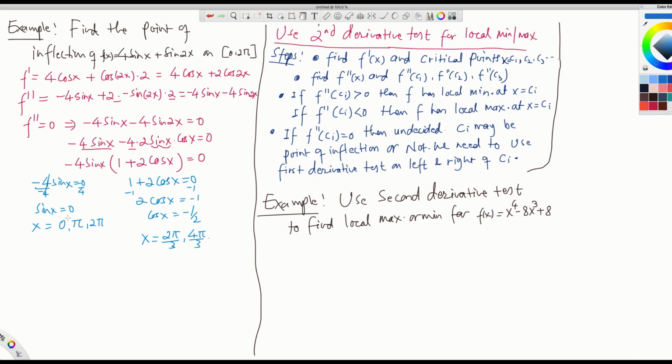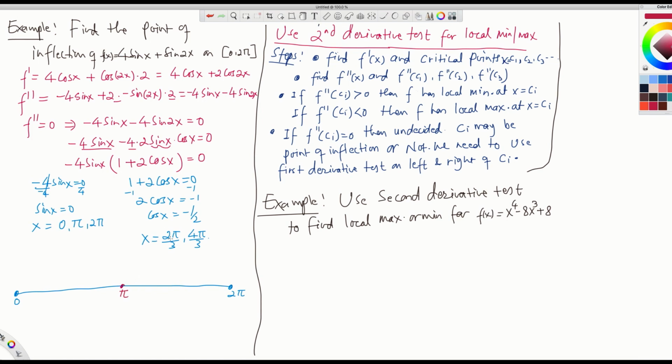So these are the possible points of inflection here, but we are not sure. We'll need to check. Now, since you want to find out between 0 and 2 pi, you draw a line. There is 0. There is 2 pi. And then let us mark these values. Now we need to mark pi. Okay, pi is somewhere here.